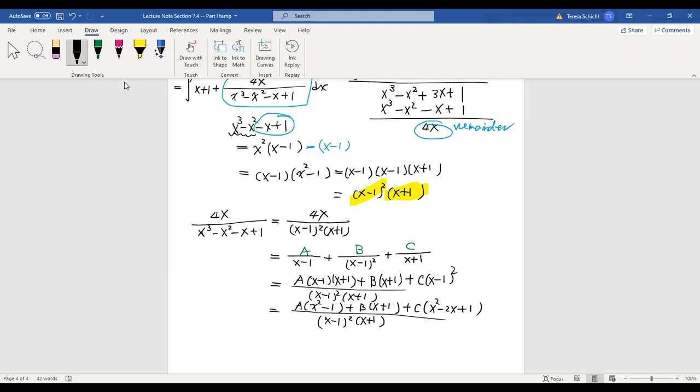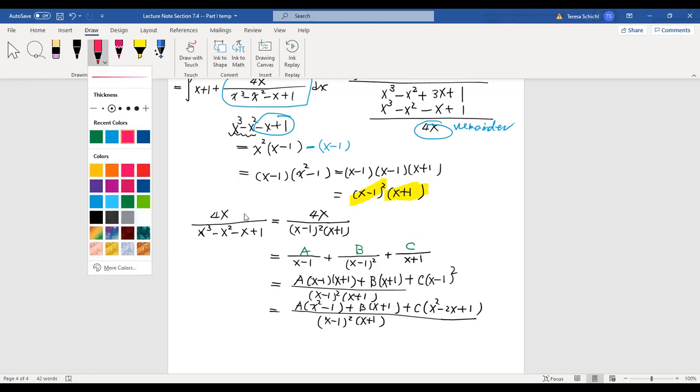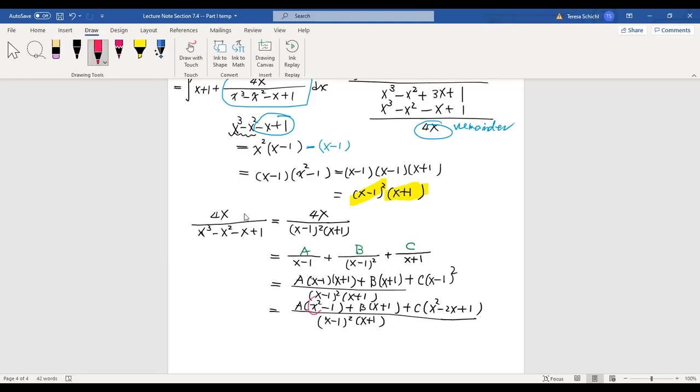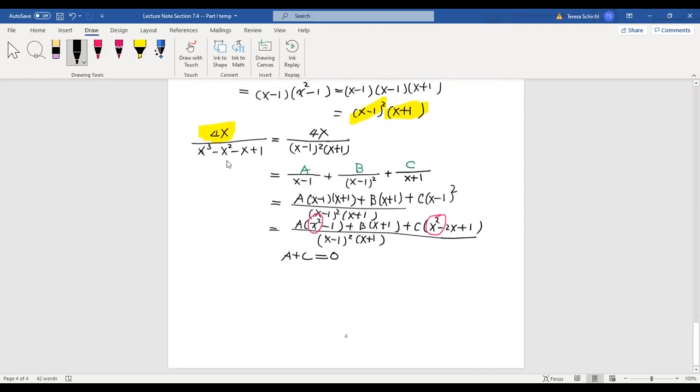Just like we did the first one, let's take a look at the x squared term. This term doesn't have an x squared term, and this is the x squared term, so I have A plus C. But look at the original: the numerator does not have an x squared term. So what is A plus C going to be equal to? A plus C is going to be equal to 0, because it doesn't have an x squared term.